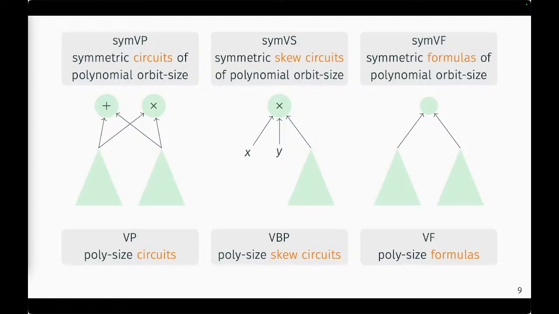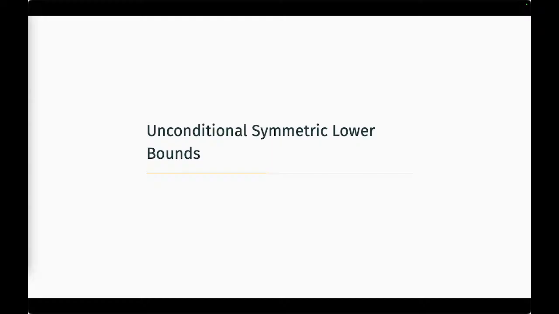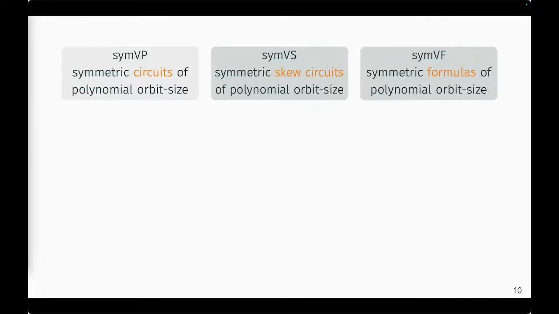Okay, are my definitions clear? Okay, good. So how to prove unconditional symmetric lower bounds? How to separate these complexity classes? Okay, so as a step towards the separation, we are going to separate these three complexity classes. We are extending the characterization that Anush told you about on one of his last slides.